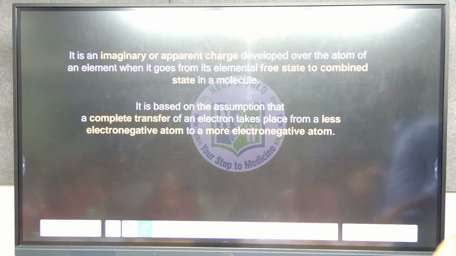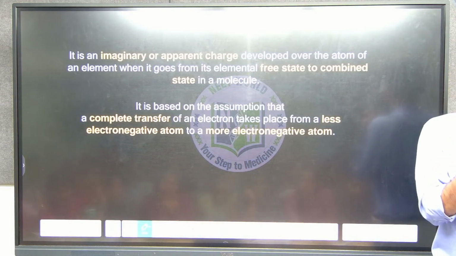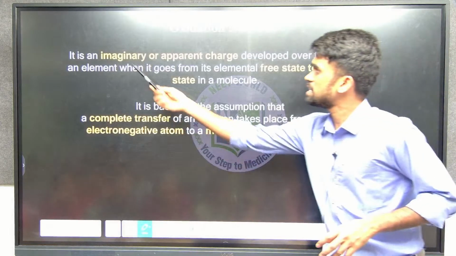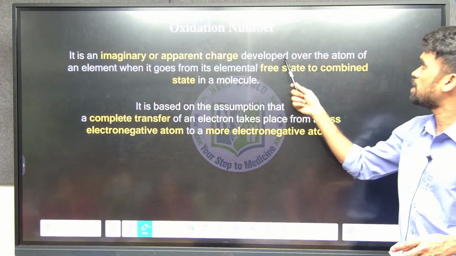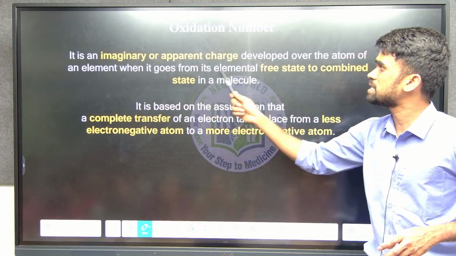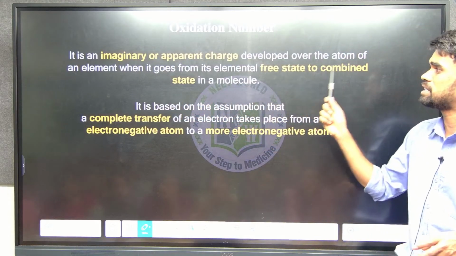Now I am using the word oxidation number. What does oxidation number mean? Read that statement. It is an imaginary charge developed over the atom of an element when it goes from its elemental free state to a combined state in a molecule.